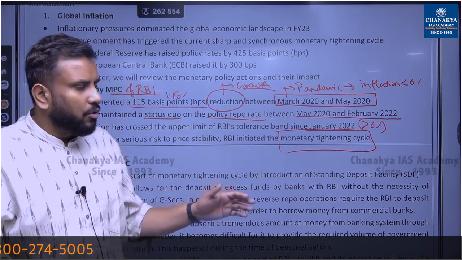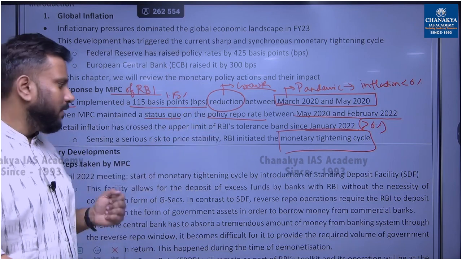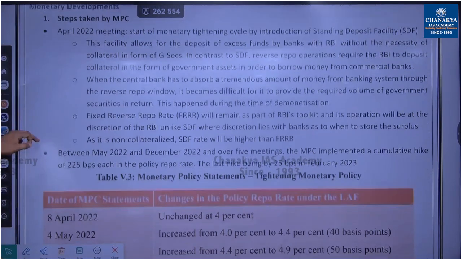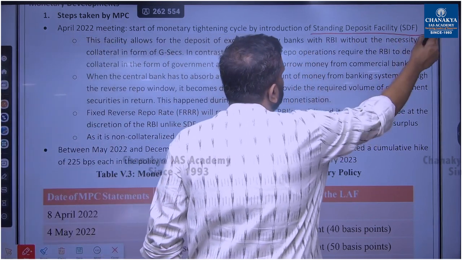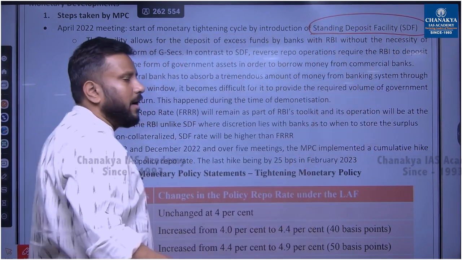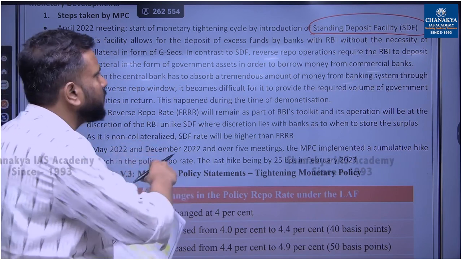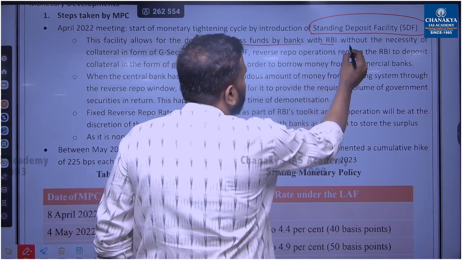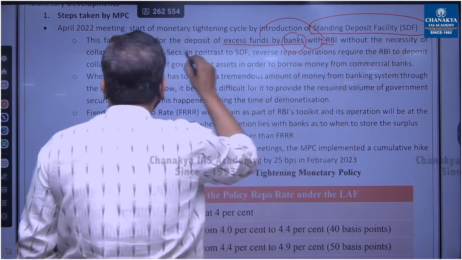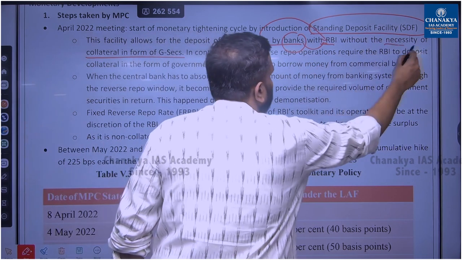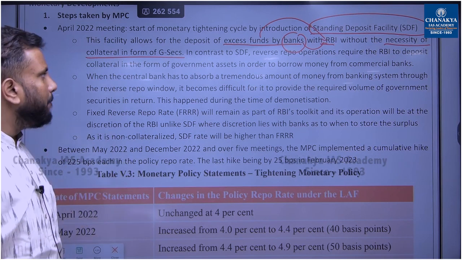But since January 2022, the RBI has initiated the monetary tightening cycle, and globally every country has done the same. Now, monetary developments. So that is what we have discussed, the first one, the standing deposit facility. So this is a new tool of the Monetary Policy Committee, which has been announced by the RBI. This facility allows for the deposit of excess funds by the banks with the RBI. Excess funds by the banks, bank se kahan jayega paisa? RBI, without the necessity of collateral in the form of G-Secs. So now the RBI does not need to deposit the collateral to the banks to get the money.